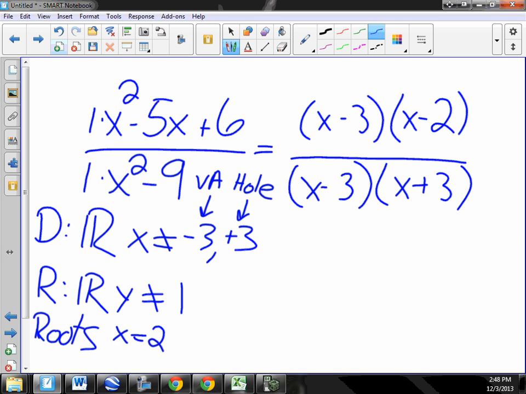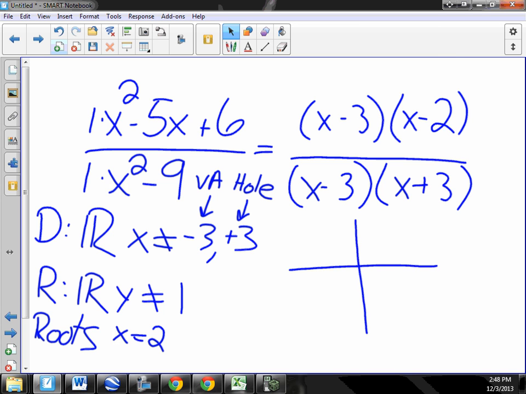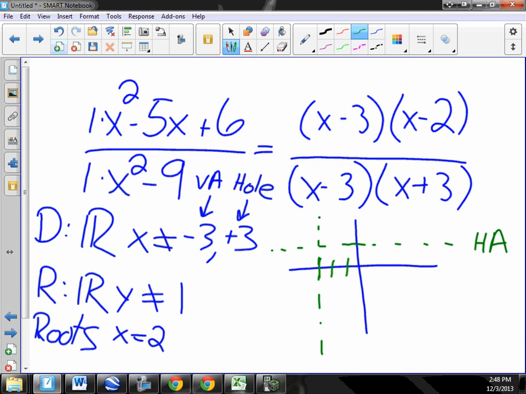Okay? So we draw the graph, and then we label what we can. We have a VA at negative 3. We have a horizontal asymptote at 1. So that's my HA at 1. And I have a root at x equals 2. Is that a single root or a double root? Single, so if one side is up, the other side is down. If it's an even number, it bounces off. If it's an odd number, it goes through. Okay, and this is a single root because there's only one of those.